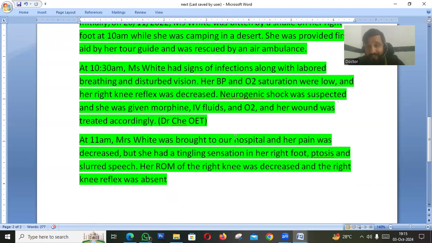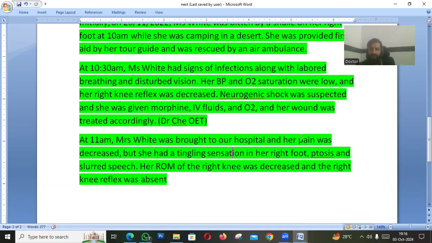You can write whatever the name of hospital, okay? These are my own case notes, by the way. I cannot teach others case notes due to some issues, okay? Due to copyright and these things, I get problems, okay? So Mrs. White was brought to our hospital and her pain was decreased. But no, you can see if you were to write, just her pain was decreased, she had tingling sensation.